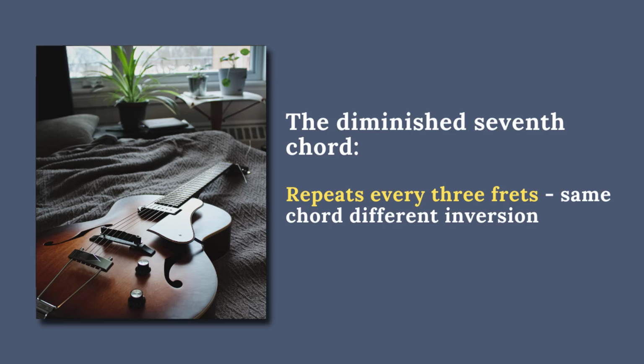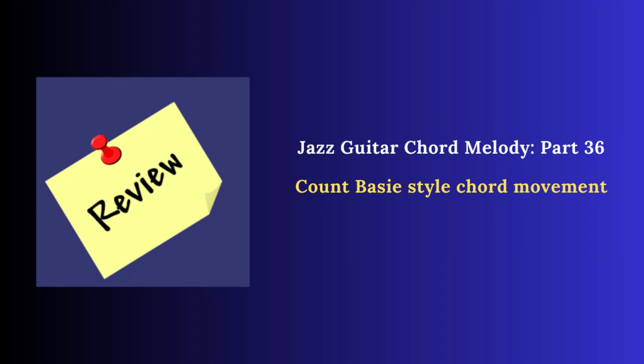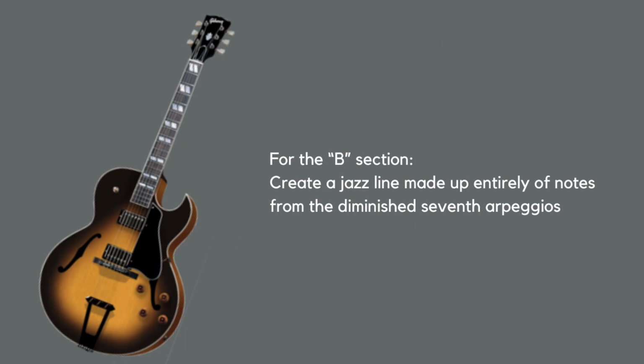For the C6 chord, I'm going to create a sense of movement with a concept that we covered back in Jazz Guitar Chord-melody Part 36, which is what I called the Count Basie style movement. You might like to check that out if you're unfamiliar with that concept. And then when it comes to the bridge, I'm going to create a jazz line, a single note jazz line, created entirely out of the diminished 7th arpeggio.